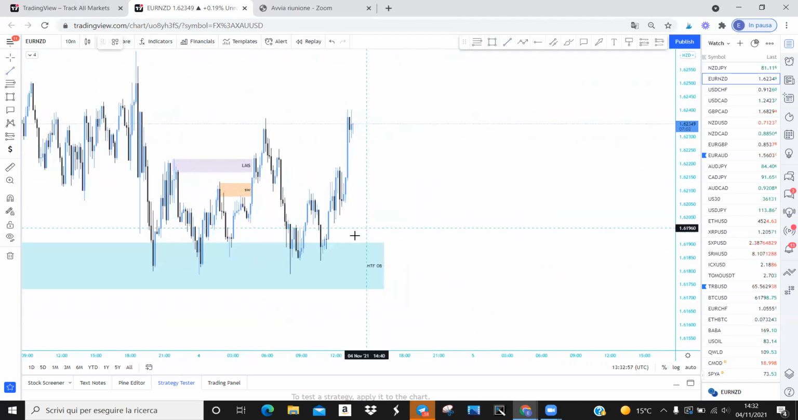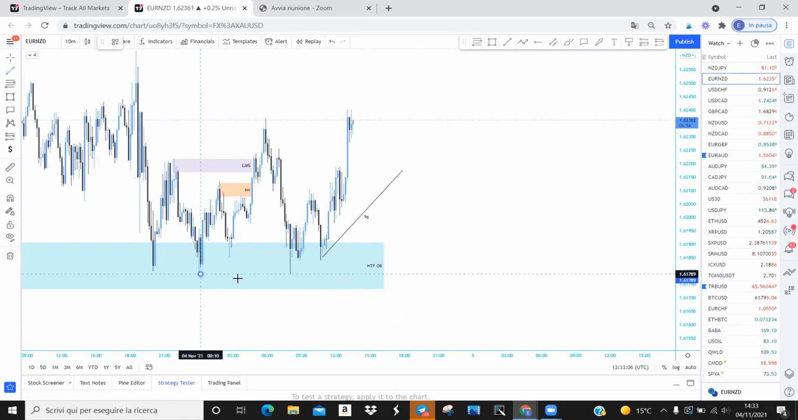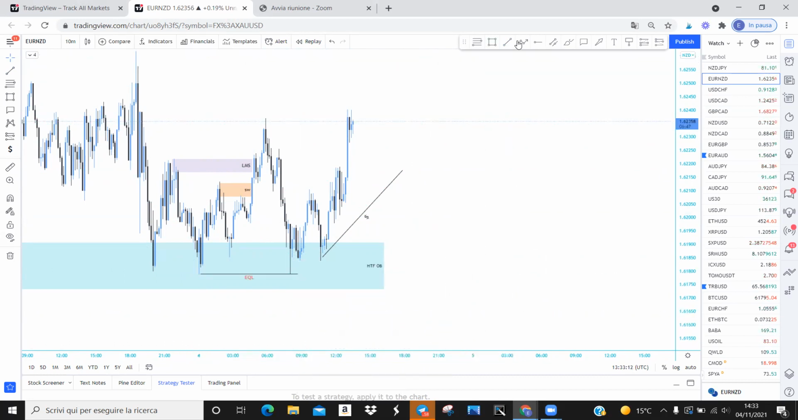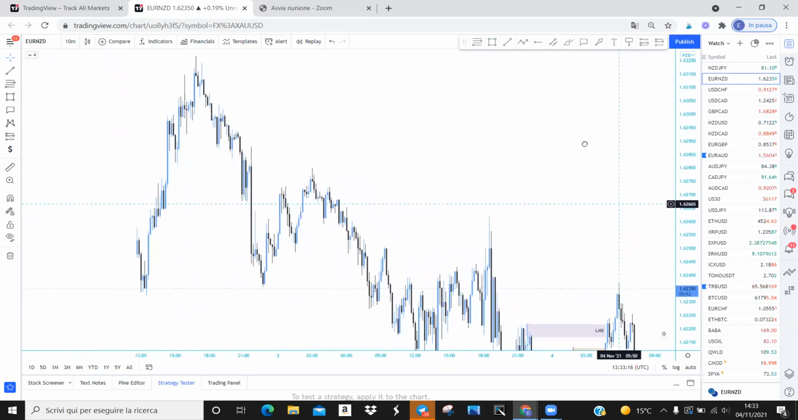Then we have trend line. I have the trend line as liquidity. So if you see the dollar sign, it is liquidity, then I use the trend line as equal lows, still for liquidity. So equal lows, same thing for equal highs. If we have equal highs somewhere, let's see.